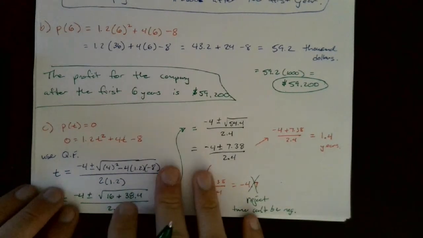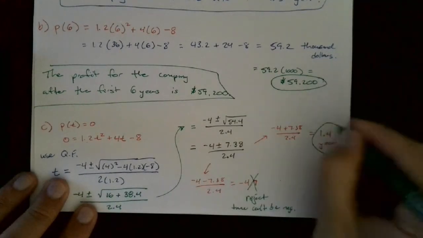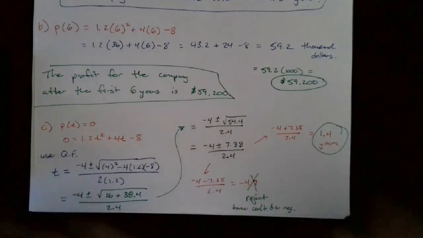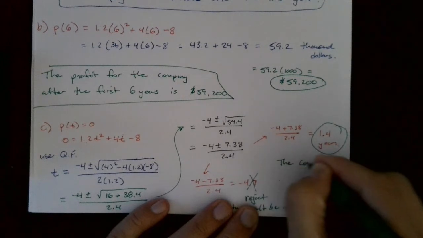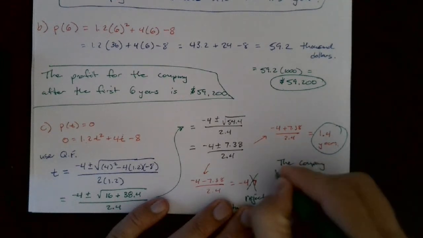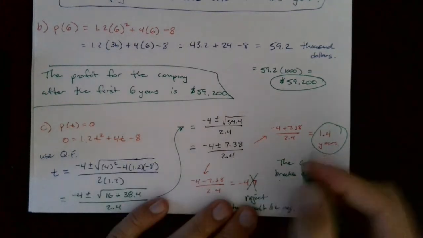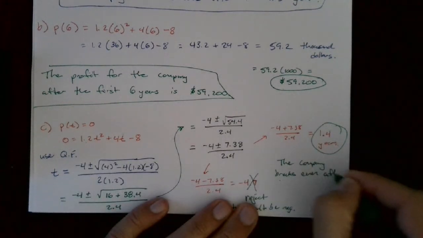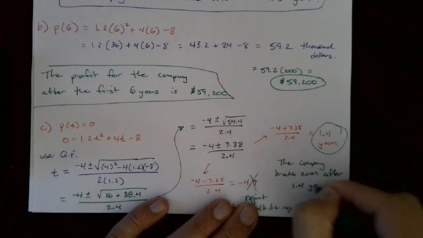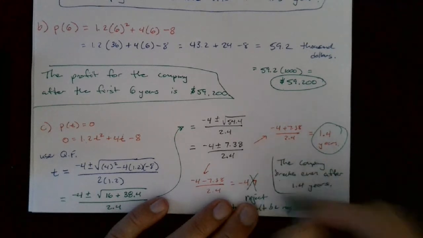So when do we break even? We break even after 1.4 years. So the company breaks even, meaning profit is 0. That's what we did. After 1.4 years.